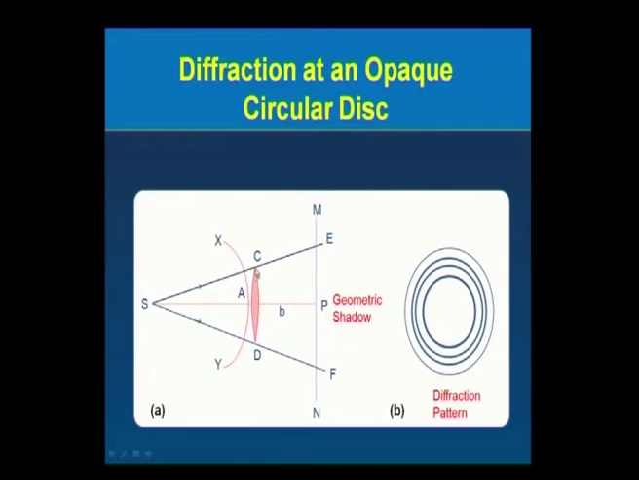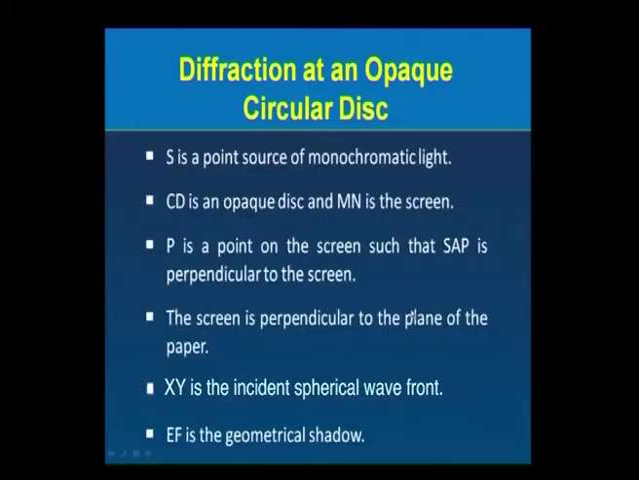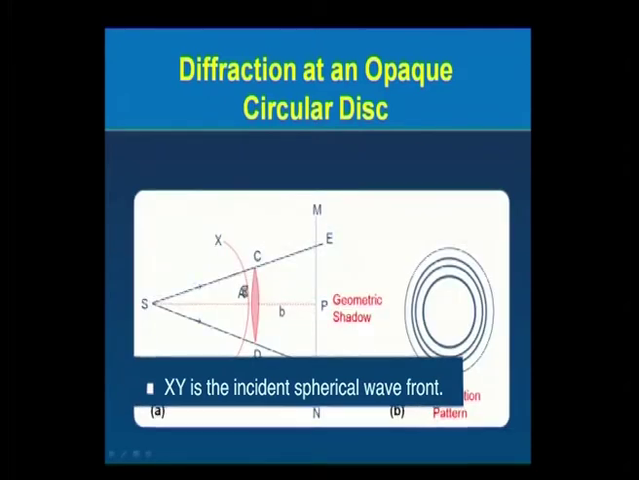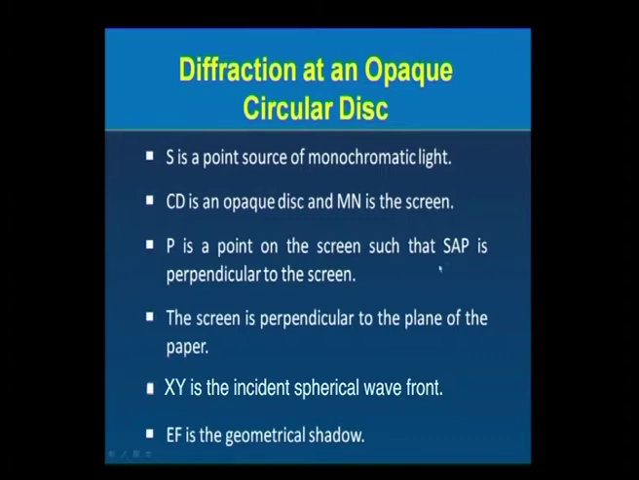So, light is bending and it is coming into the shadow, in spite of the fact that it is the geometric shadow; you get rings here. The formation of rings can be explained only on the basis of the fact that light travels in the form of waves. So, S is a point source of monochromatic light. CD is an opaque disc, P is the point on the screen such that SAP is perpendicular to the screen. The screen is perpendicular to the plane of the paper.